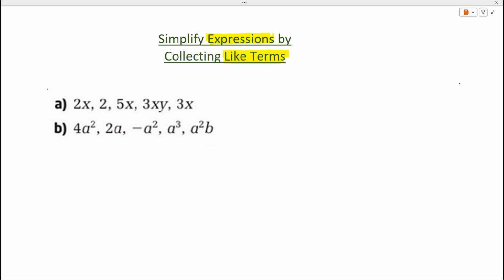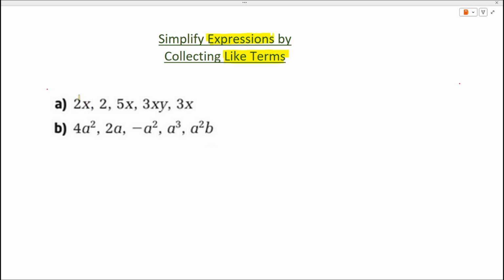Hello, today we learn how to simplify expressions by collecting like terms. So first let us see what like terms are. In each of these ones, we'll try to identify the like terms. So the like terms are the terms which have the same variable with the same exponent.